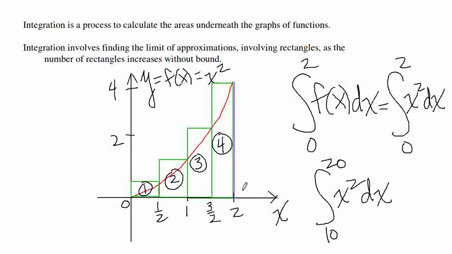So they all have a width of a half. Okay? And let's also calculate the antiderivative of x squared. I'll call it capital A for antiderivative. And the antiderivative of x squared is x cubed over 3.